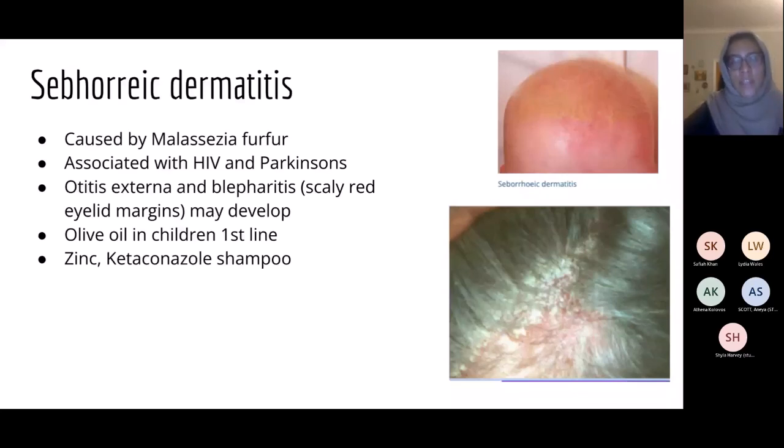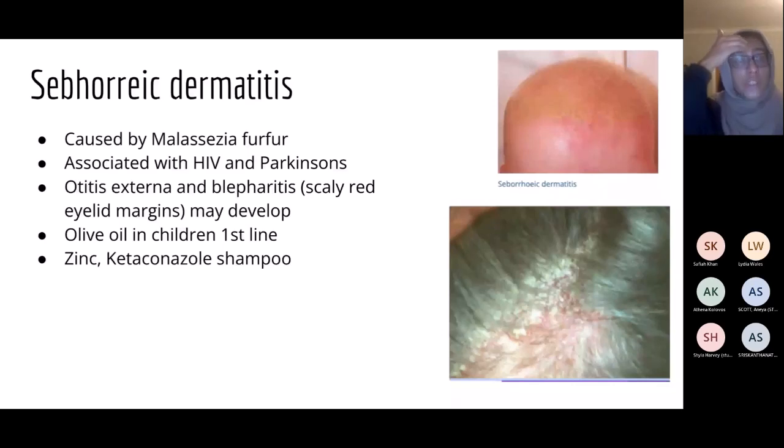The thing to note is that it is associated with HIV and Parkinson's. And if you look at the indicated conditions for when to test for HIV, seborrheic dermatitis comes under it depending on its severity. So that's something to note. And you can get complications from it. So you can get things like otitis externa, and you can get blepharitis, which is essentially irritation or inflammation of your eyelids, because of the seborrheic dermatitis spreading.